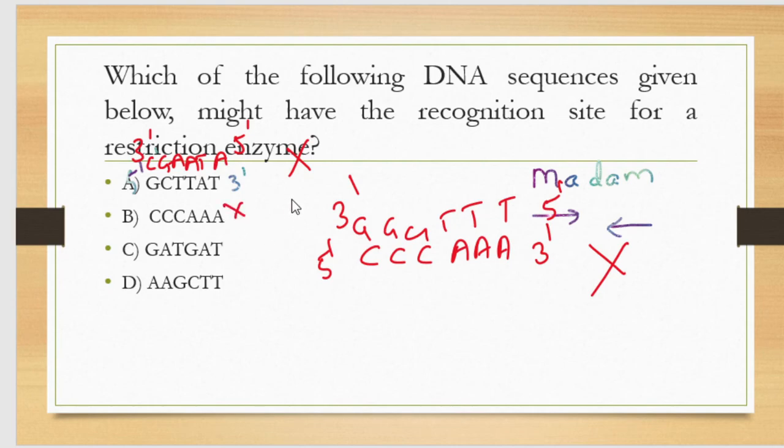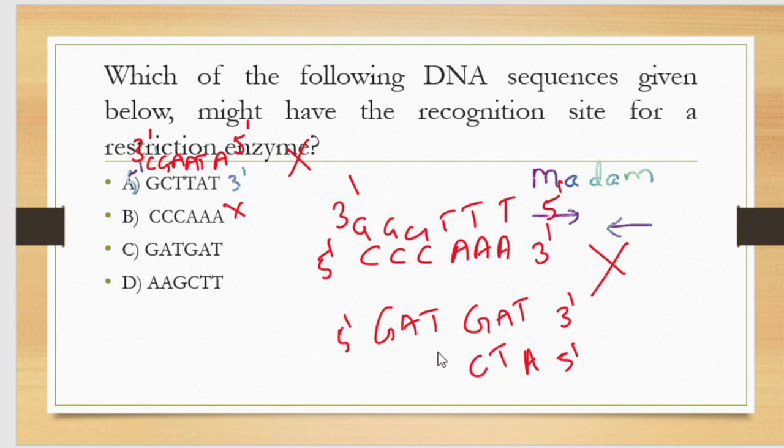Let's talk about the third, given as GAT, GAT. Again, take it as 5 prime to 3 prime and write the complementary sequence: A, T, C, A, T, and again C. This is 3 prime. So it is GAT from here, but it is ATC from this side. So again, this is also not the correct answer.